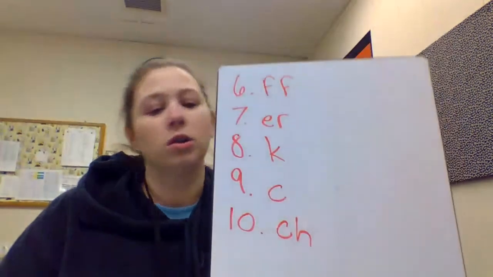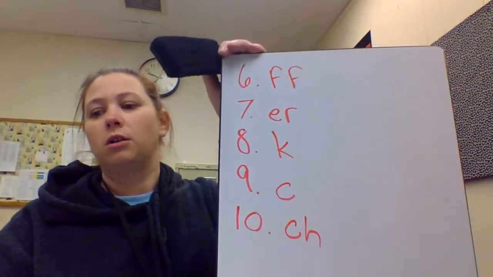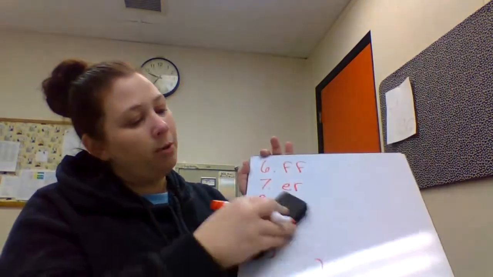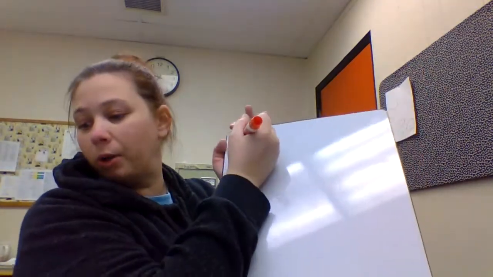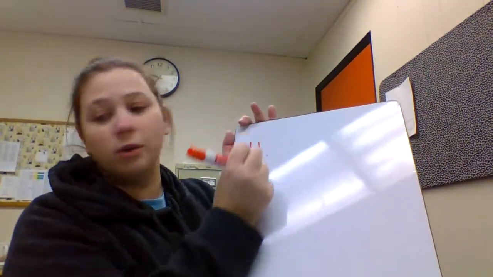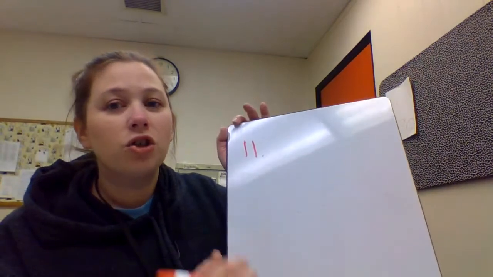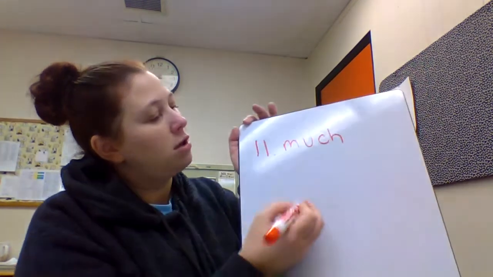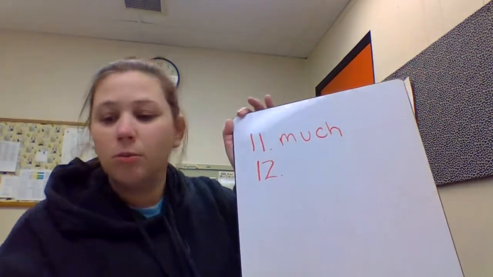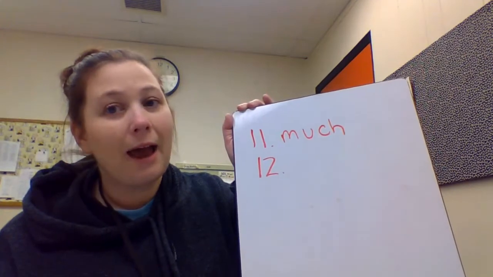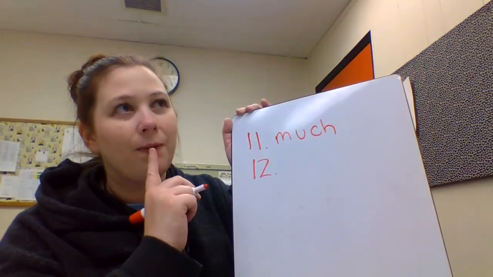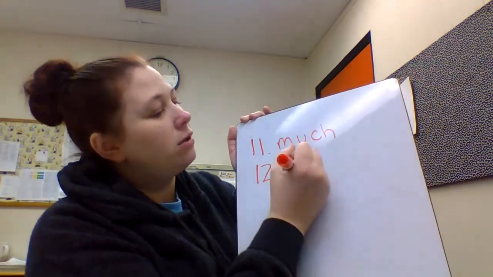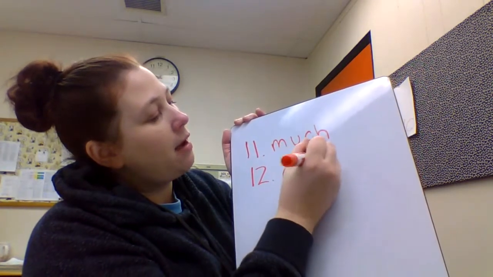Then we're going to practice spelling a couple of words. On number 11, remember I always say you can pause and try to spell on your own if you don't want me to help you out. Number 11, we are going to spell much. M-u-ch. Much. Number 12, we are going to spell after. After.